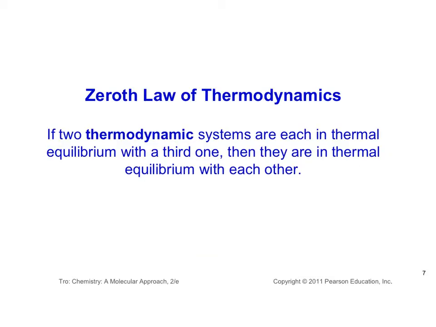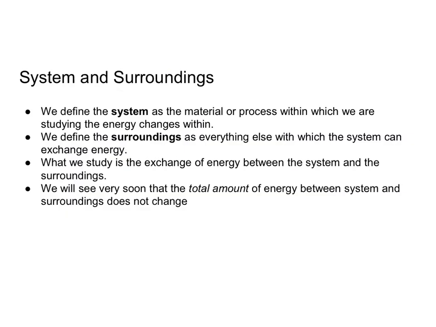It's a little bit like looking at properties in mathematics. The zeroth law of thermodynamics: if two thermodynamic systems are each in thermal equilibrium with a third one, then they're all in thermal equilibrium with each other. So we have to define system and surroundings.